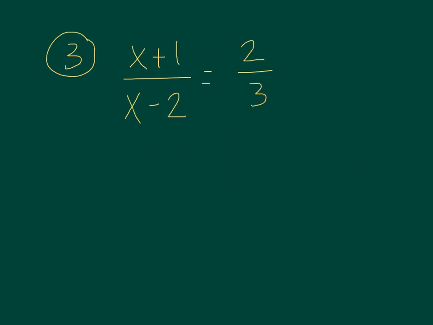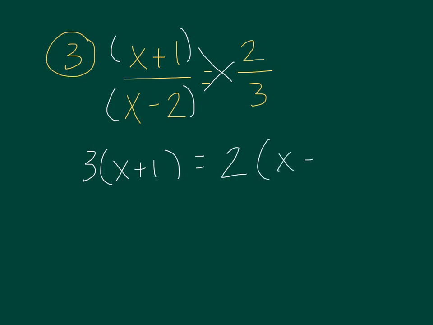Let's try another one. Alright, the last one we're doing. Again, if you look at this, it is a fraction equal to a fraction. However, on the left side, it's not just one number. So what I like to do is put parentheses around both of these. They're one thing, but it's at the top of a fraction at the bottom. So now when I'm cross multiplying, I'm taking 3 times that whole thing, x plus 1. And on the other side, I'm taking 2 times x minus 2.